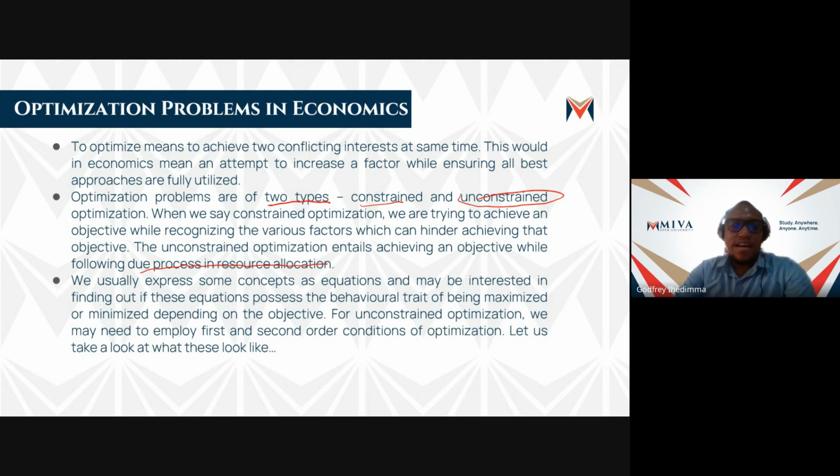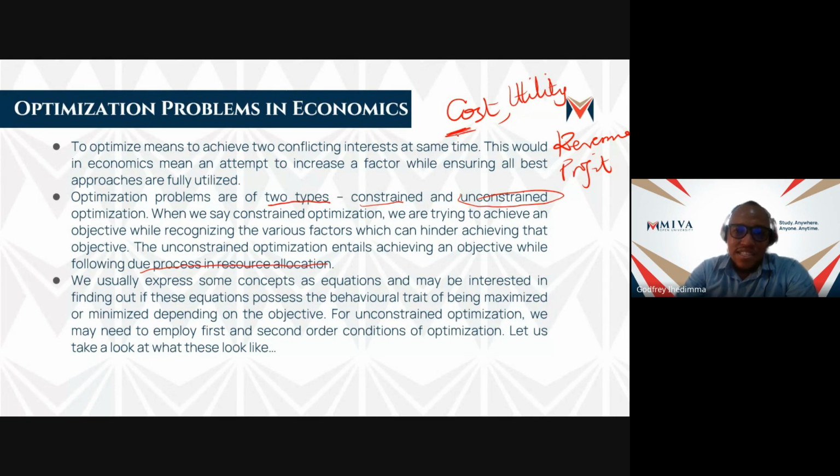So what we're saying is that there are several concepts in economics. Let me give an instance. We have costs as a concept, we have utility as a concept, we have revenue as another concept. There are so many of them, profit as a concept. So if it's an instance of costs, there is no firm that will not be interested in minimizing costs. When it comes to utility as a consumer, you may be interested in maximizing utility. Revenue is something you would want to maximize, so also is profit. Well, what if I say loss? Loss is definitely something a firm would want to minimize.